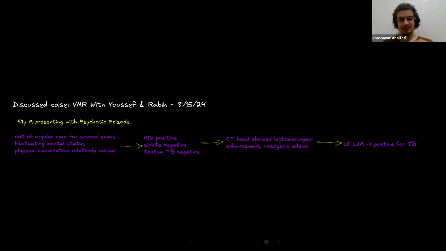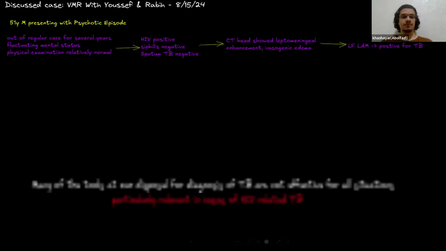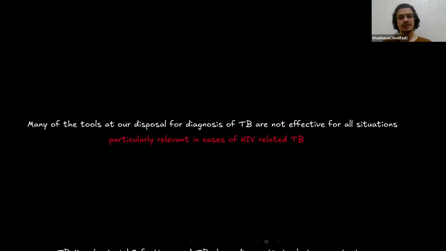We moved on to testing. Testing came back with HIV positive, but with syphilis negative, and a sputum TB test of negative. Then later workup moved on to show leptomeningeal involvement in CT, and finally we arrived at the final diagnosis using a lateral flow LAM testing, which came back positive for TB. Now we have many tools available for us for diagnosis of TB, but they're not effective in all situations.